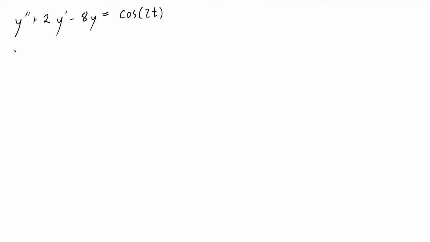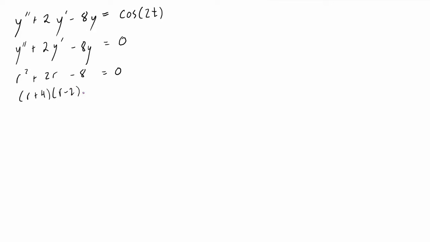First of all, we have to write the homogeneous differential equation that is associated with the original differential equation, and that is basically the same left-hand side, and then we just set the right side equal to 0. Then we can write the characteristic equation for the homogeneous differential equation, and that's just r squared plus 2r minus 8 equals 0. We can simplify this to (r plus 4)(r minus 2) equals 0, and we see that one root is positive 2 and the other root is negative 4.